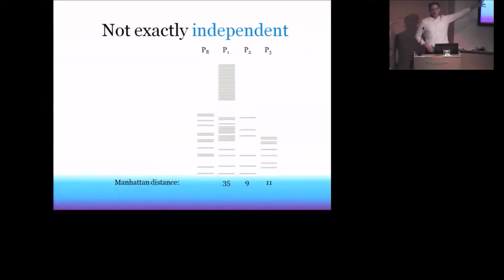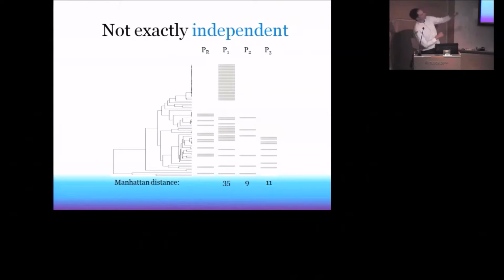Well, this is exactly the same figure I showed you, right? Reference profile, profile 1, 2, 3, distances, but there's something I haven't shown you yet, right? Each of these rows corresponds to a genome. These genomes are related through a process called evolution, and therefore one can draw a tree relating those genomes. And guess what?